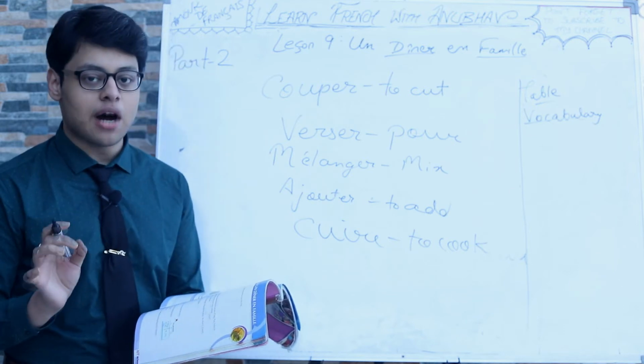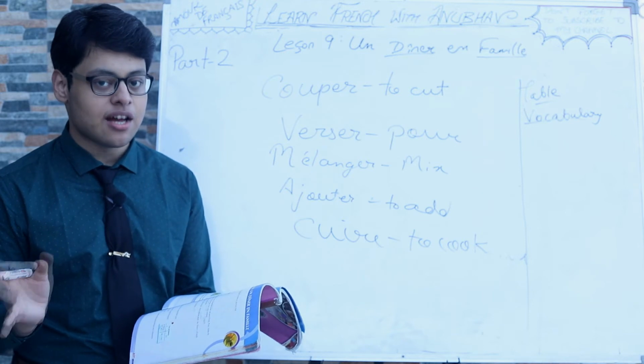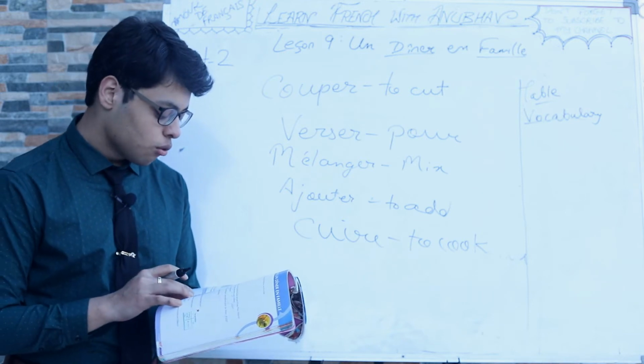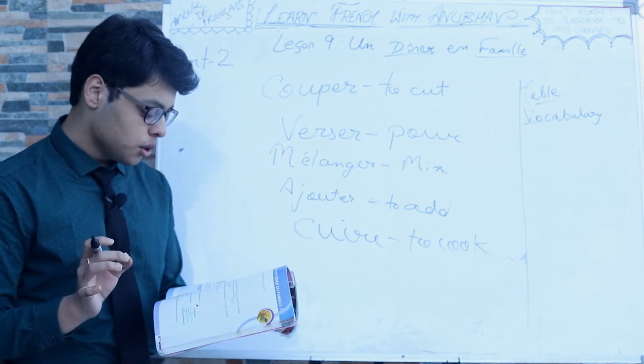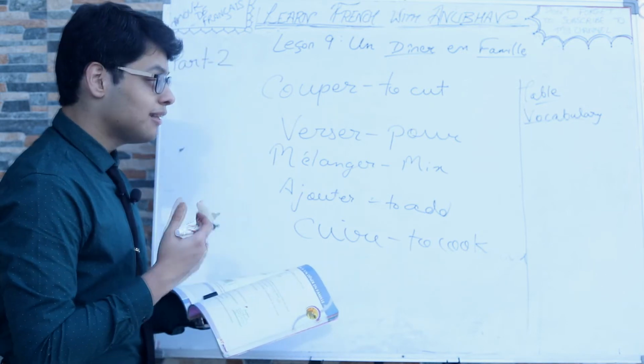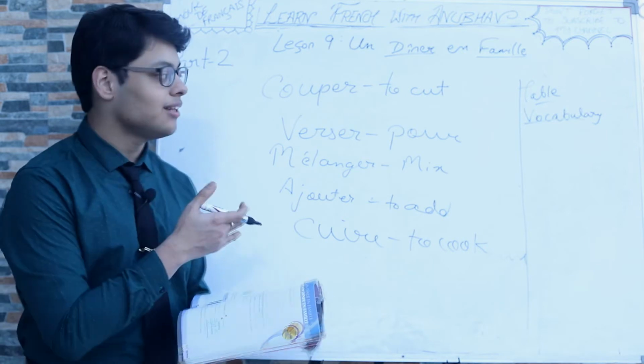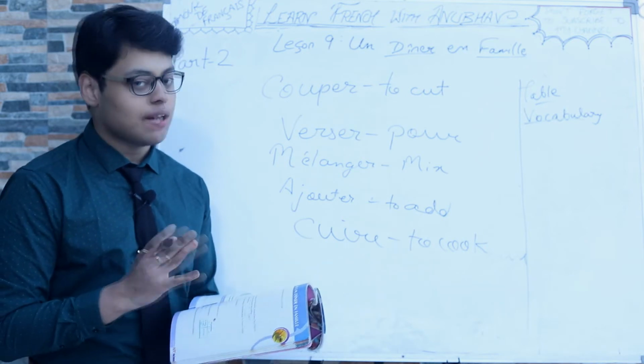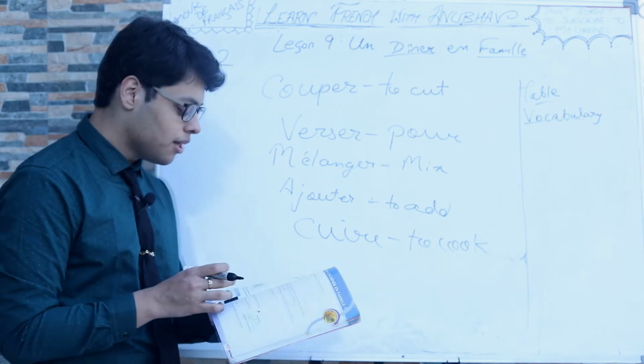Fourchette, F-O-U-R-C-H-E-T-T-E is fork. Couteau, C-O-U-T-E-A-U is knife. There are some more utensils discussed in this utensil video, so you can watch it. The link is present in the description below.